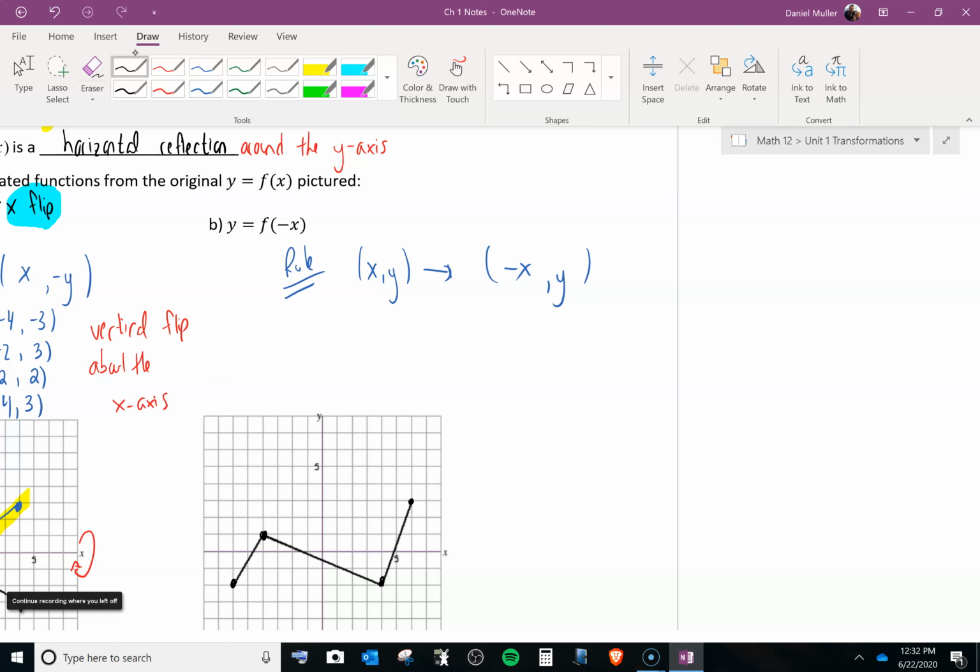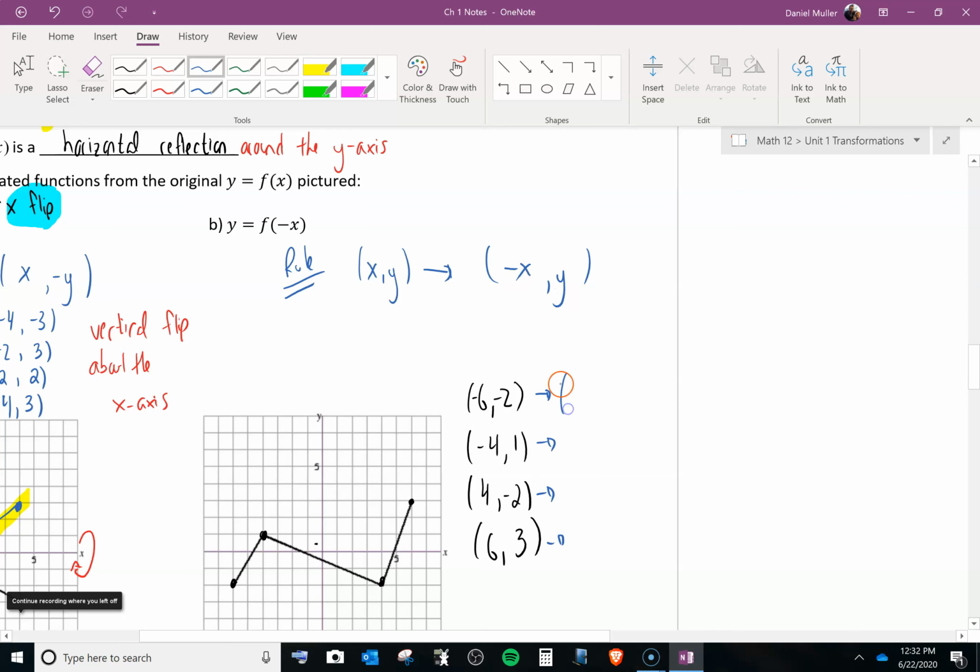So then I got some points. Here we have, let's see, negative 6, comma, negative 2. And then we've got negative 4, comma, 1. And then we have 4, comma, negative 2, and 6, comma, 3. And we can transform those. All we're doing is changing our x, but we're negating it. So negative negative 6 is positive. Negative negative 4 is positive. 4 that's negated is going to be negative 4. And 6 is going to become a negative 6. So we just switched the positives and negatives.